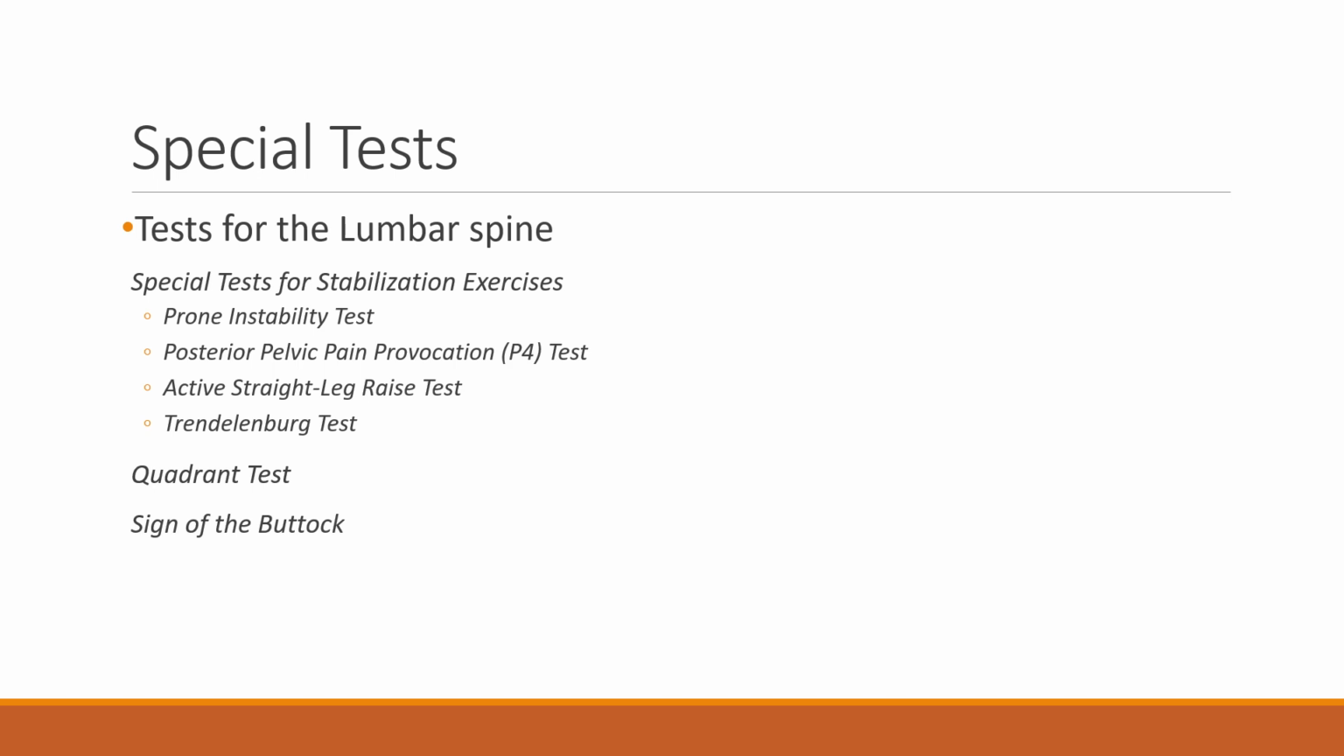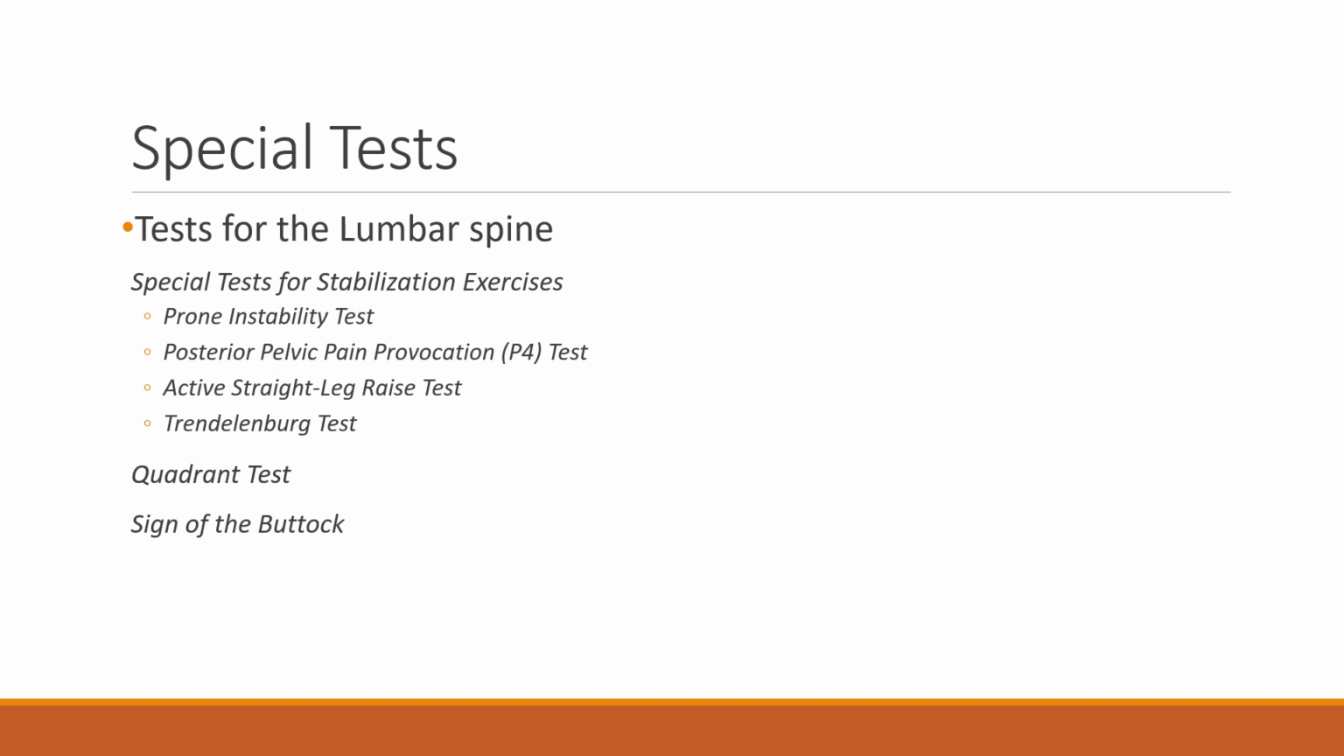There are a few special tests that I would like to take a moment and discuss with you. The first group of special tests relate to tests to help us determine if patients are likely going to have a need for spinal stabilization exercises. Now, we've already talked about this at some length.